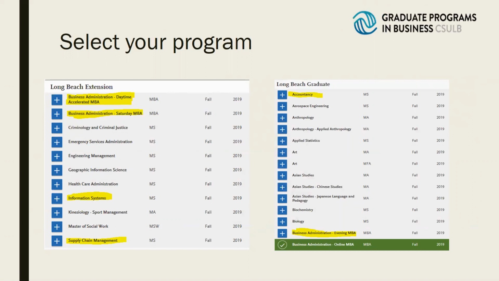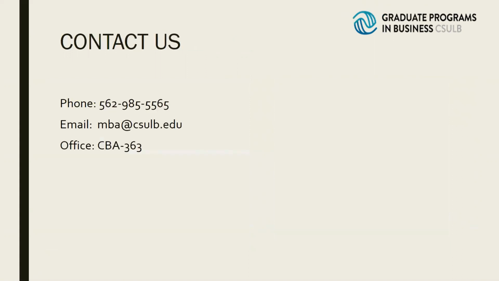Once you have selected a program to apply for, you'll be taken to the application itself. And for assistance navigating the application, please make sure to view our video on navigating the 4 quadrants of Cal State Apply. If you have any questions, you may also contact our office by phone, email, or stopping by our office. We are located at Cal State Long Beach in the CBA building, room 363.